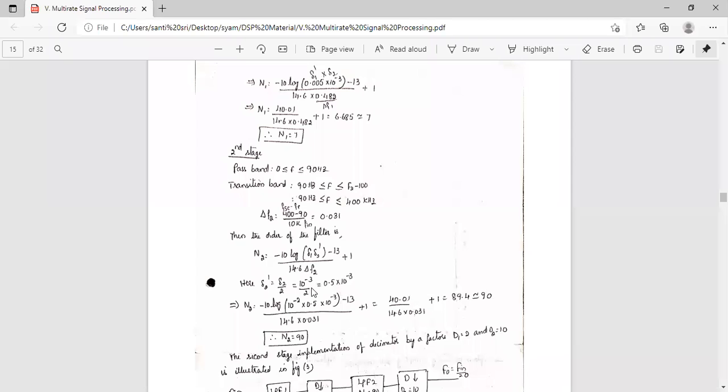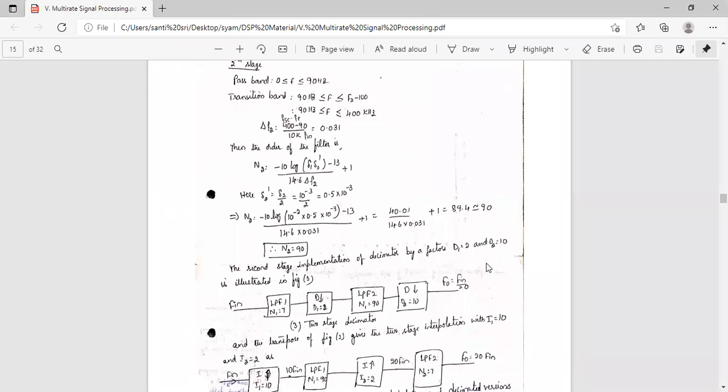So Nt equals minus 10 log10 of (10 power minus 2 into 0.5 into 10 power minus 2) minus 13, divided by 14.6 into delta f, which is 0.031, plus 1. So it is approximately equal to 90. So Nt is 90.